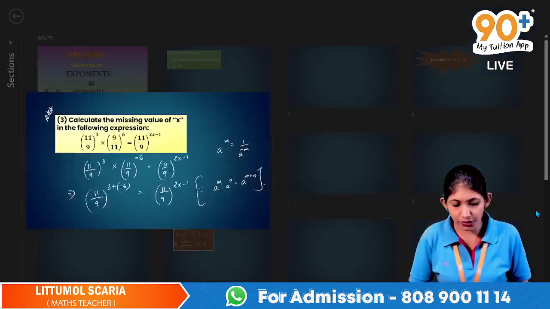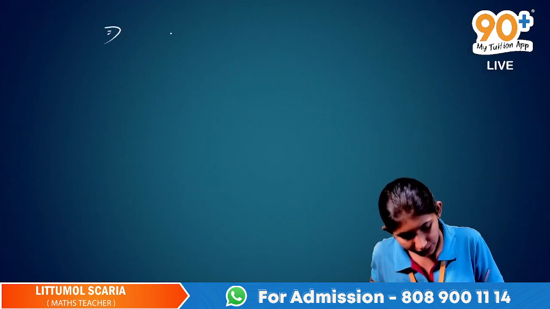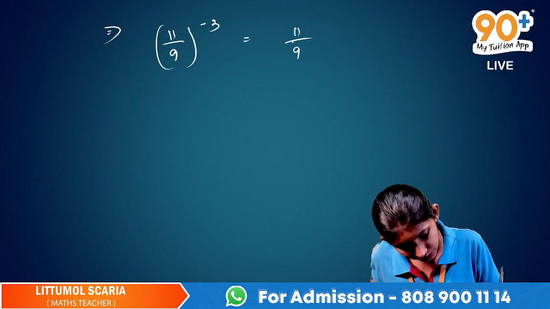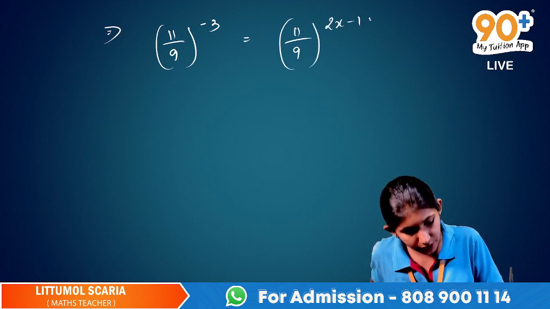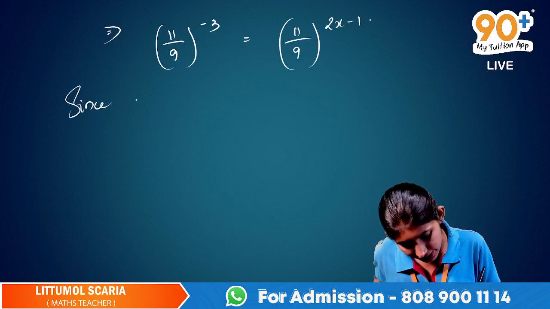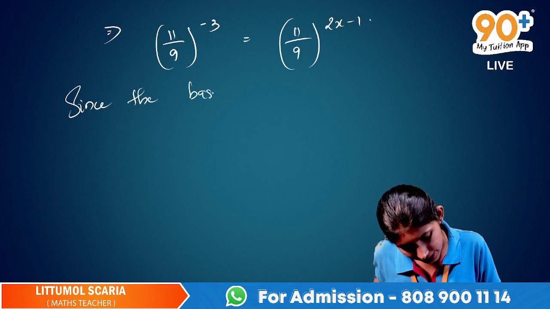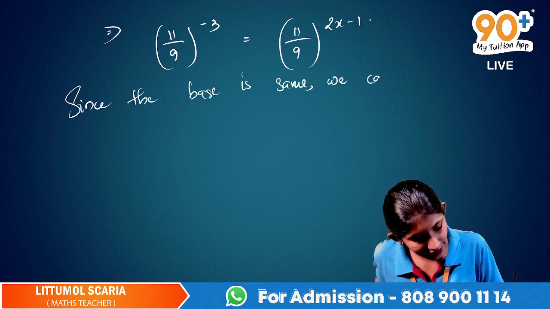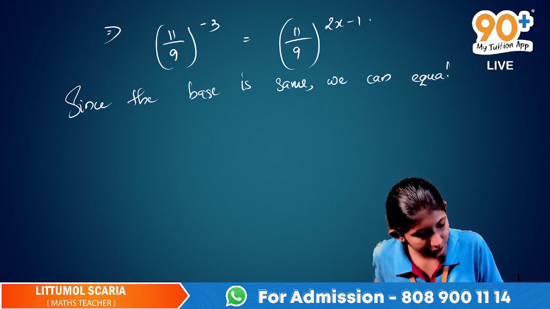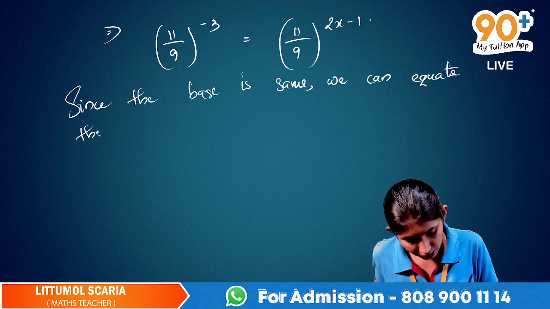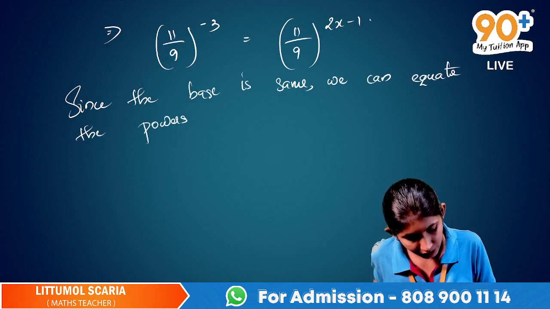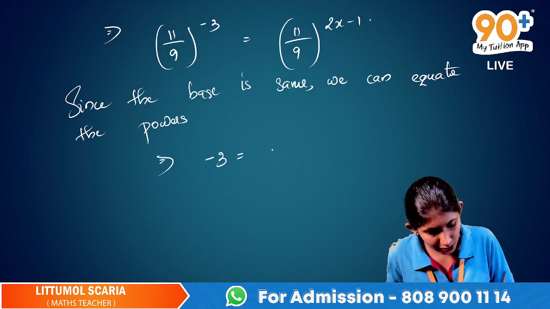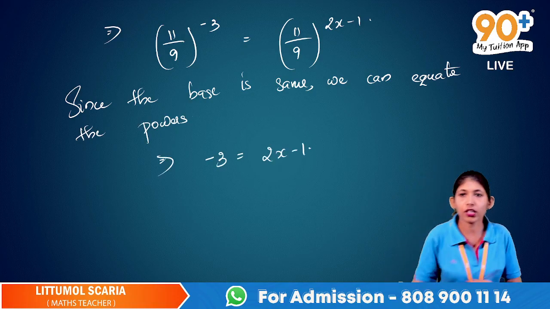Now 3 plus minus 6, that is 3 minus 6, which is minus 3, is equal to 11 by 9 whole to the power 2x minus 1. Since the base is the same, we can equate the powers. Minus 3 is equal to 2x minus 1. Now just solve this equation.